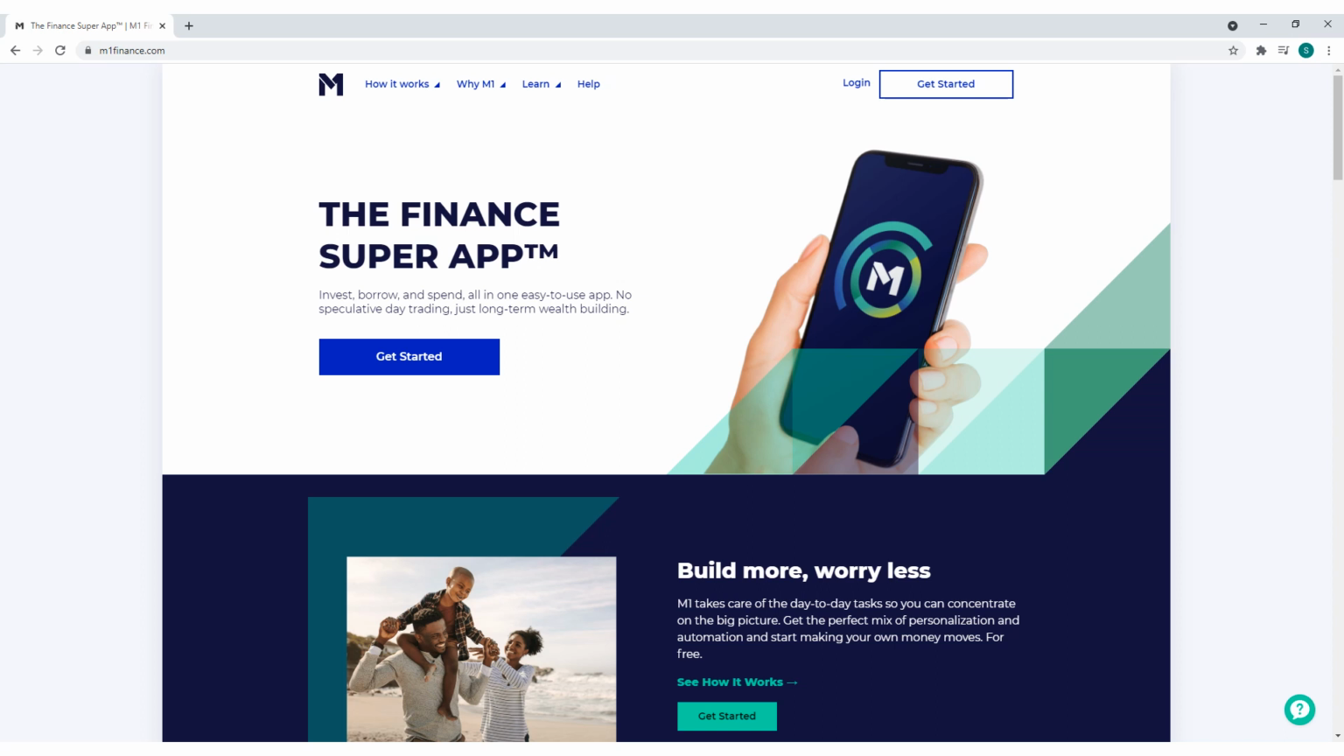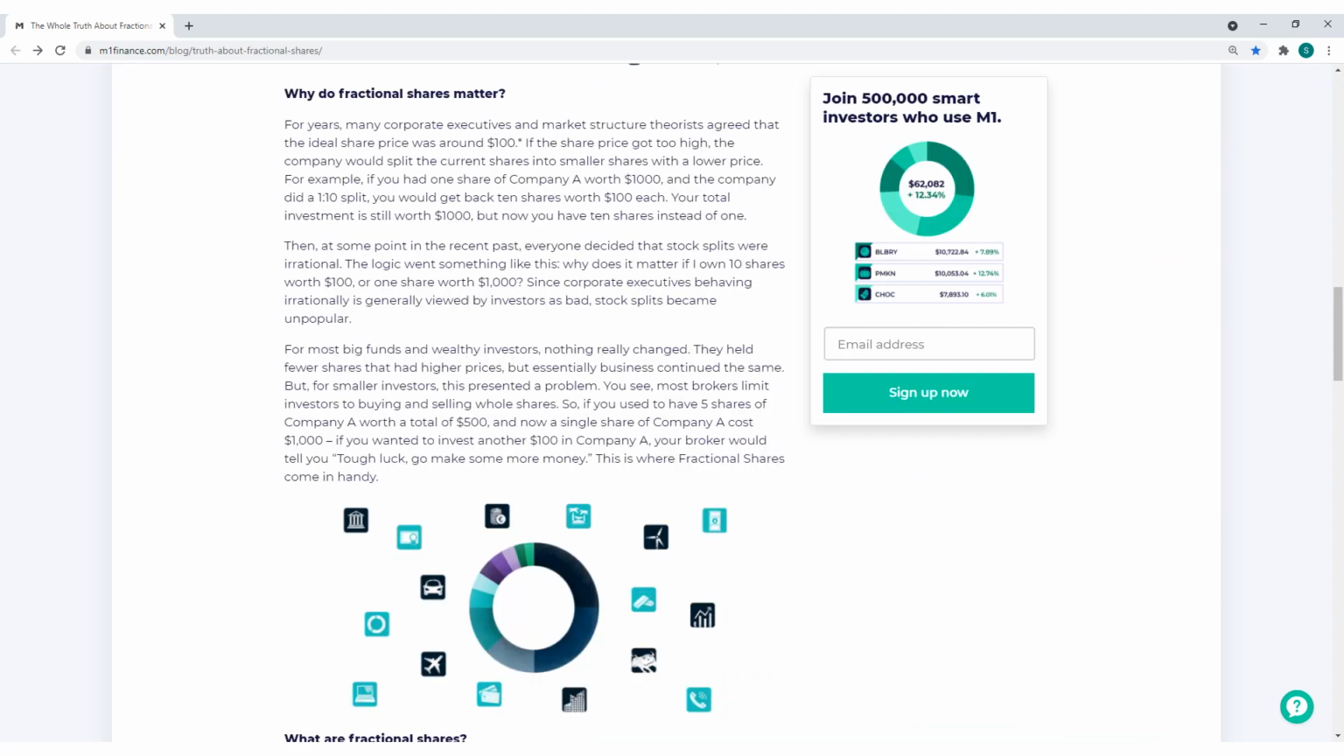For those reasons, I personally went with M1 Finance. Please know that this is not a sponsored video. They have provided me with a great user experience with a very clean and simple UI. Their platform was built from the ground up to allow the purchase of fractional shares of assets which allow you to put all your money to work.